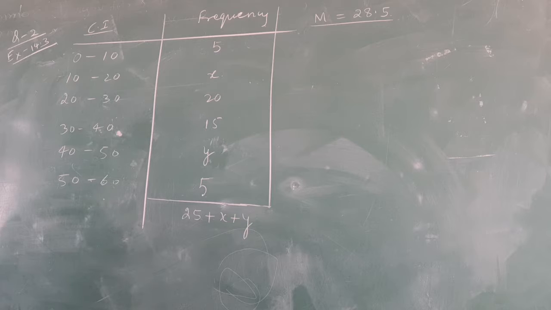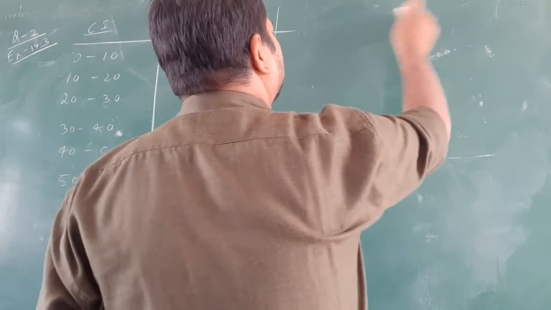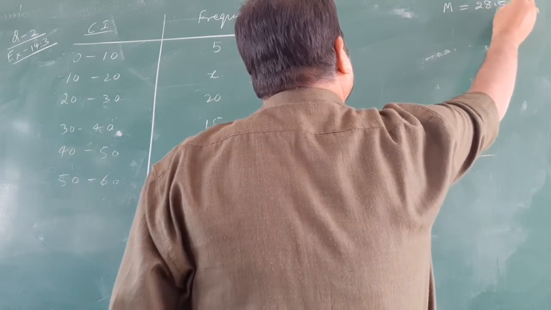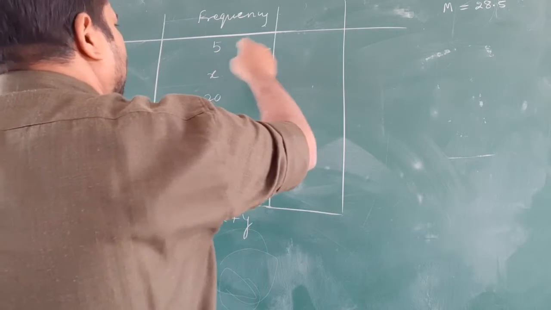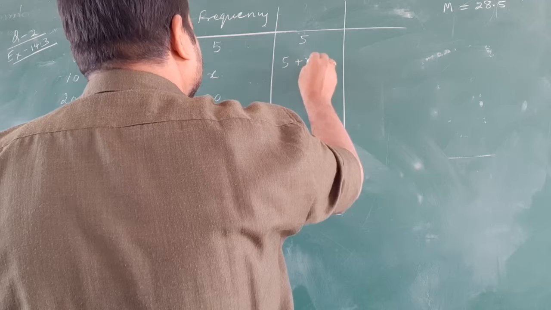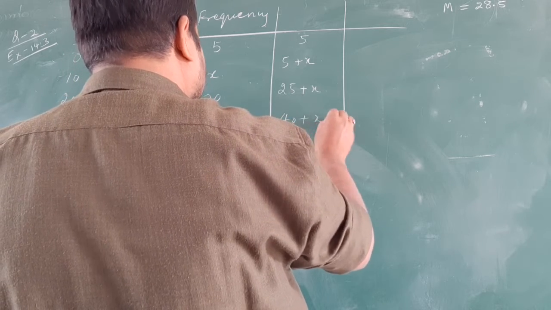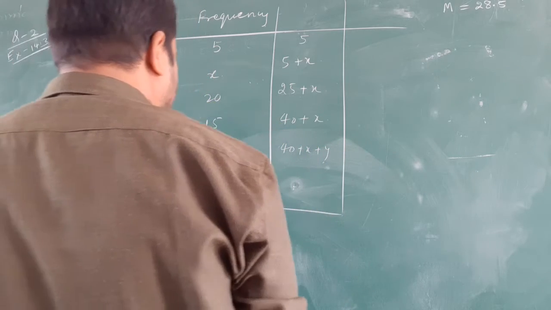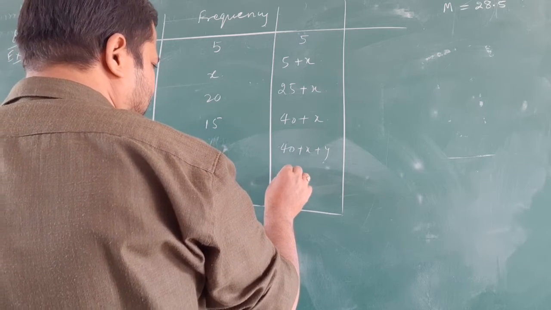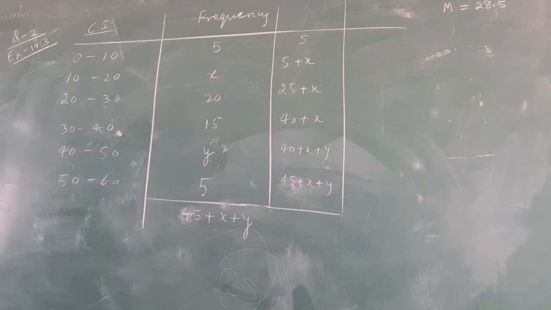That means it is near to which class interval? First of all, we find the cumulative frequency, CF. Since M is 28.5, we find the cumulative frequency, and this is 5, 5 plus x, 25 plus x, 40 plus x, 40 plus x plus y, and 45 plus x plus y.